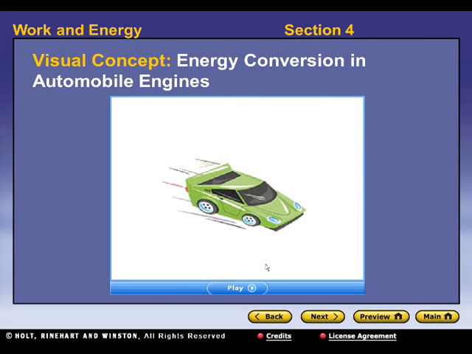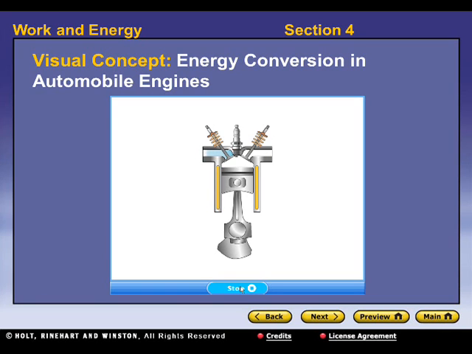So, alright, let's move along here. We're going to watch this visual concept on energy conservation in automobile engines. An automobile engine converts the energy stored in chemical compounds into mechanical energy that can make the car move. Here is a cutaway drawing of one of the combustion chambers in an automobile engine.